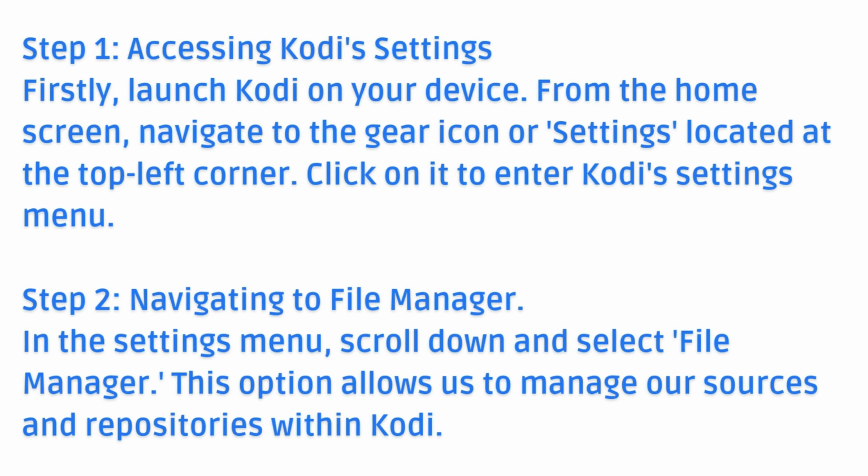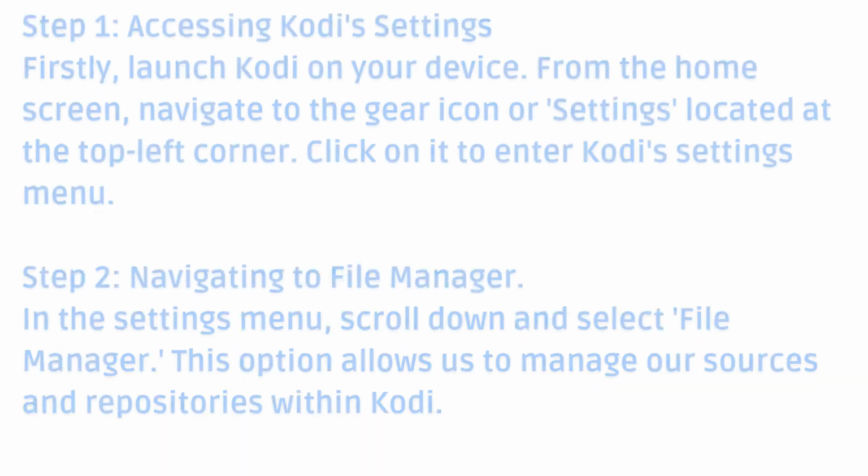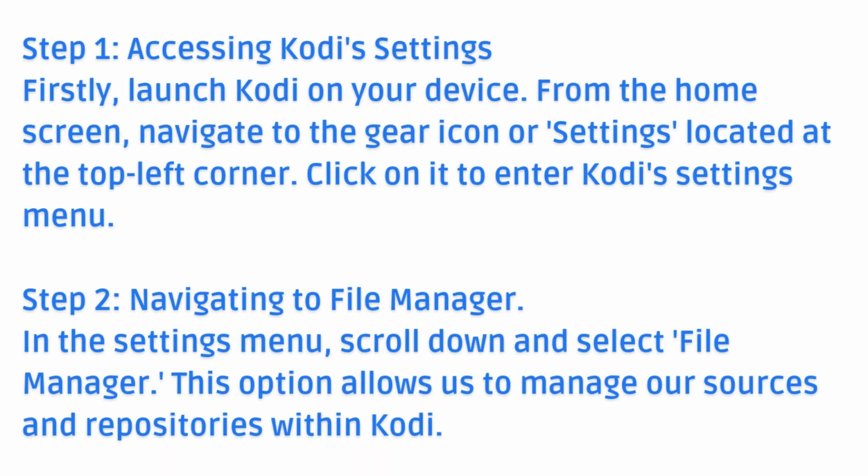Step 1. Accessing Kodi's settings. Firstly, launch Kodi on your device. From the home screen, navigate to the gear icon or settings located at the top left corner. Click on it to enter Kodi's settings menu.